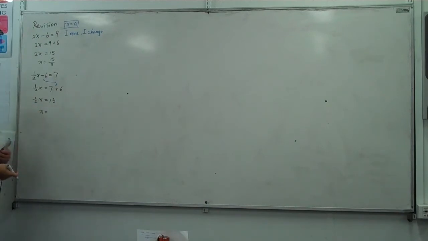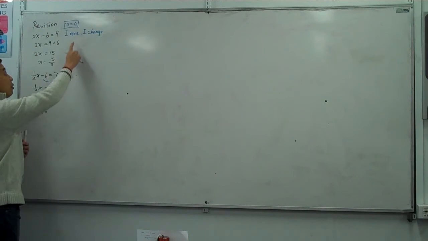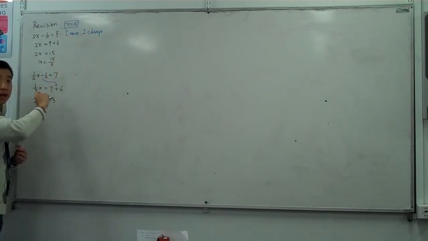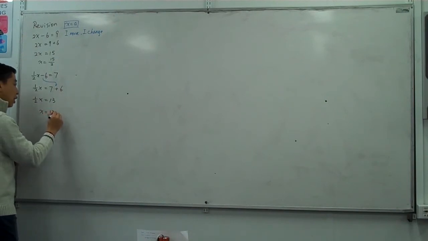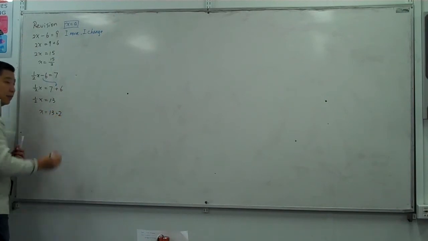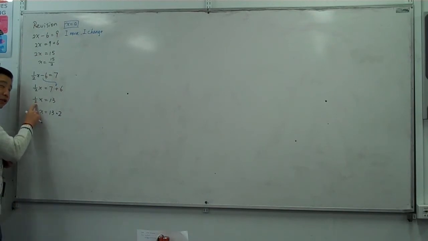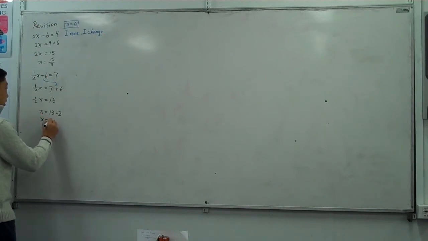Now a lot of students will make mistakes here because they still divide by 2. That is not correct. Let's have a look. On this side you have half x, and I can interpret that as x divided by 2. So if this step is x divided by 2, when I move the 2, I have to change the operation. So your calculation should be 13 times 2. This step is divide by 2, and this step you need to times by 2. So the answer is 26.